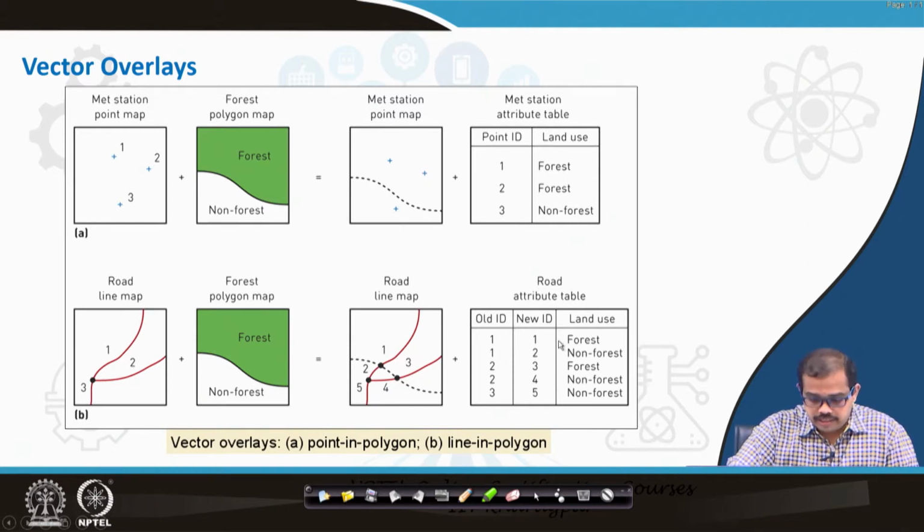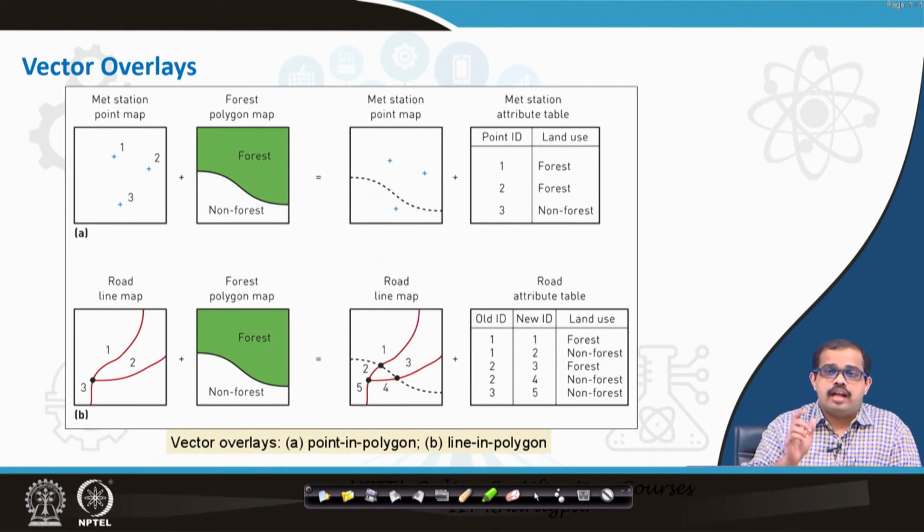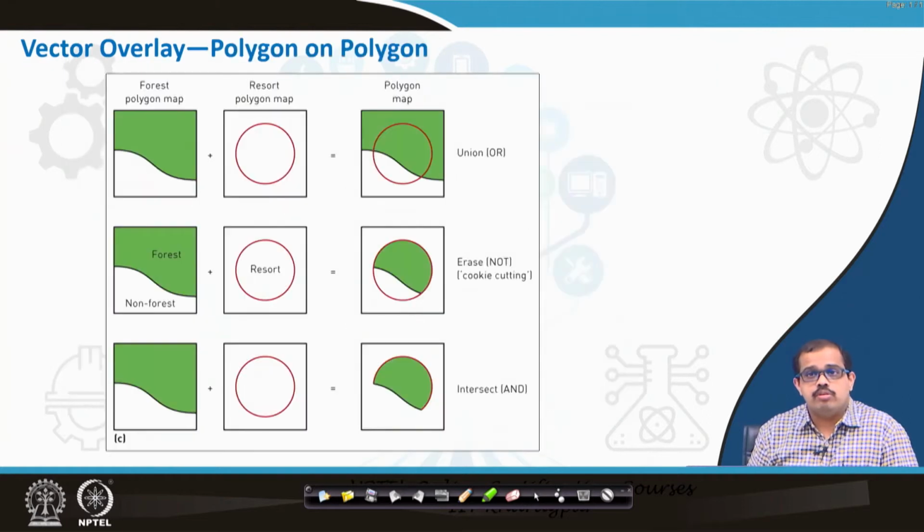Though a new ID is allocated, it tells me whether this particular line where it is crisscrossing is forest or non-forest. Which means I can do an analysis to understand how it is environmentally impacting a particular region when such development projects happen. That is why you can use the overlay tool in a much bigger context.